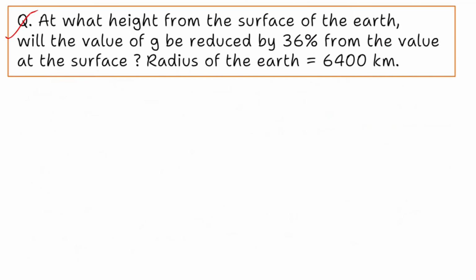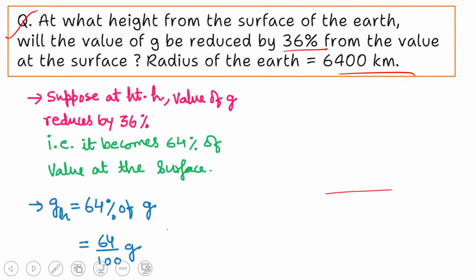Now see one problem to illustrate the same concept. At what height from the surface of the Earth will the value of g be reduced by 36% from the value at the surface? Radius of the Earth is 6400 kilometers. Now how to solve this? Suppose at height h, the value of g reduces by 36%, that is, it becomes 64% of the value at the surface. So gh is equal to 64% of g, or 64 upon 100 into g.